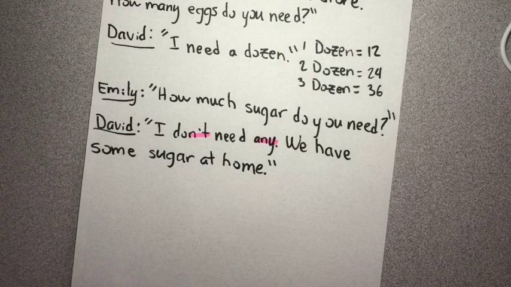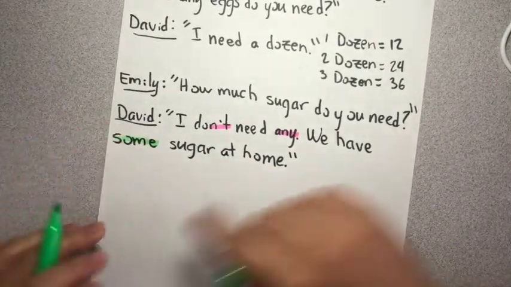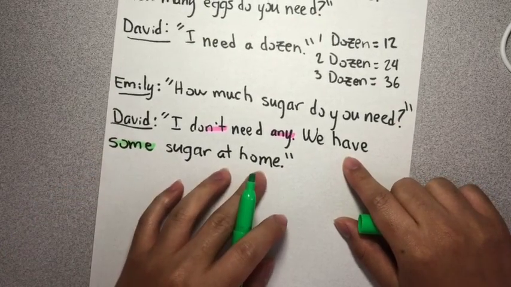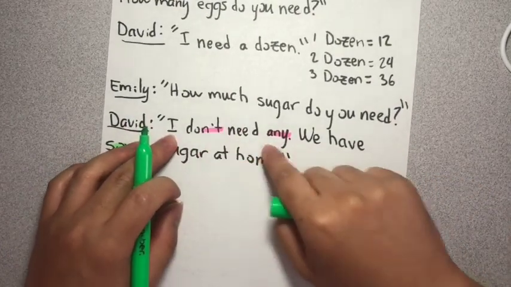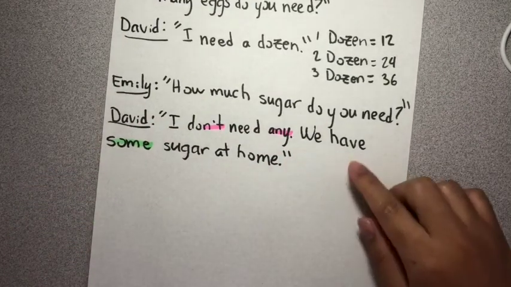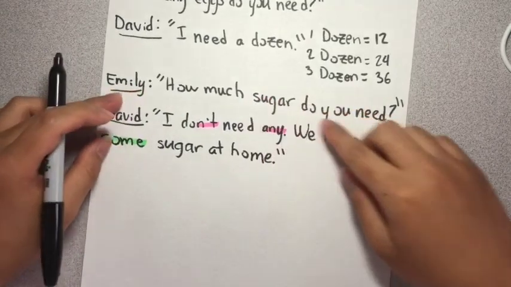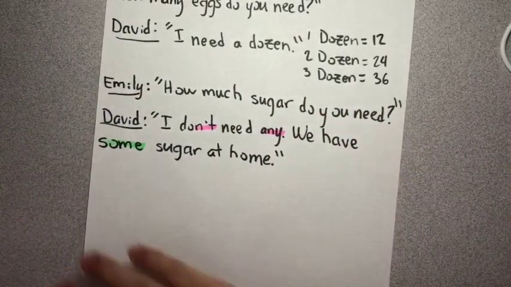But we use the word some for yes. We have some sugar at home. Yes, we have some sugar at home. No, I don't need any sugar. Because we have sugar at home. You don't need to buy sugar because we have sugar at home. That's what David is saying.